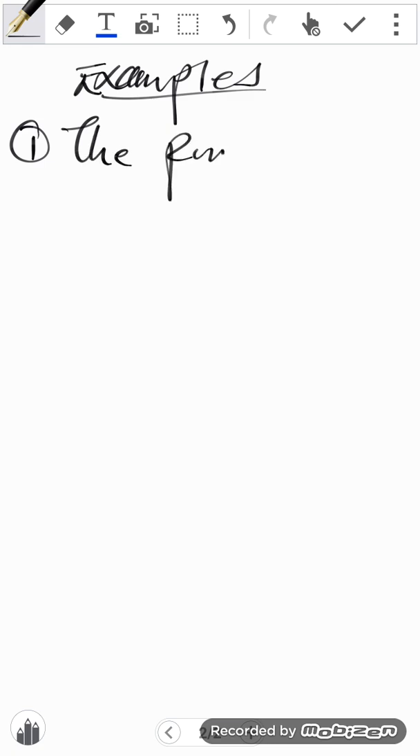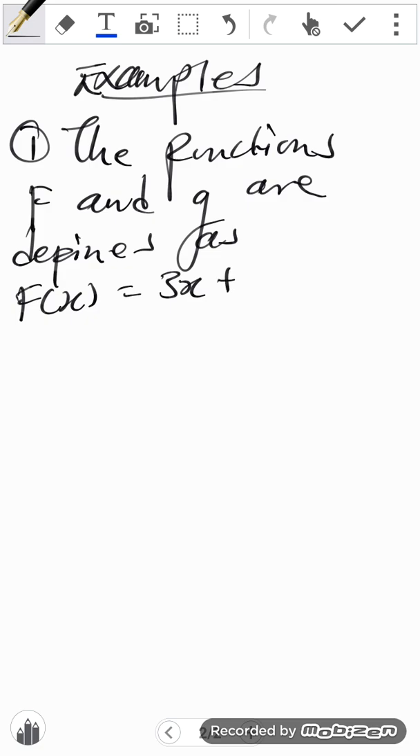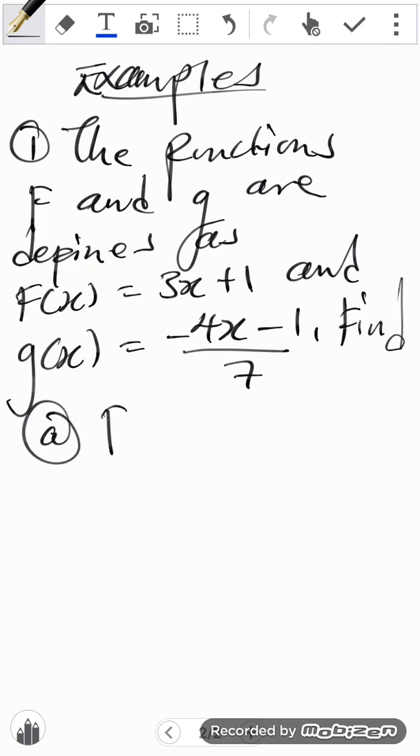So the functions f and g are defined as f of x being equal to 3x plus 1 and g of x being equal to -4x minus 1 over 7. We will be asked to find things like f of 4. Now, how can we find f of 4?